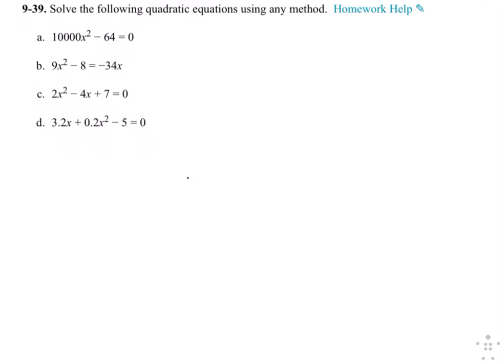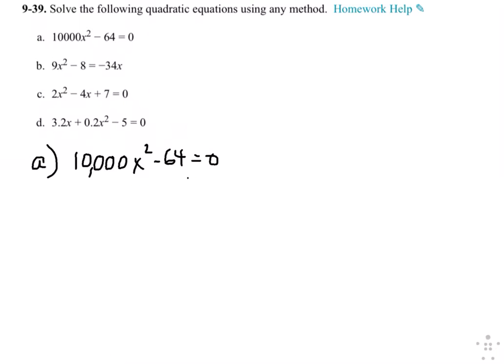Okay, for 39, they want us to solve by any method. So let's start with A. So we have 100,000, right? 10,000. 1, 2, 3, 4, 10,000. Right? They should really put commas there. Okay, x squared minus 64 equals 0.